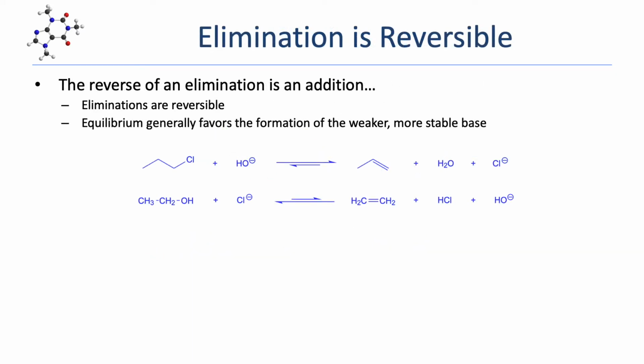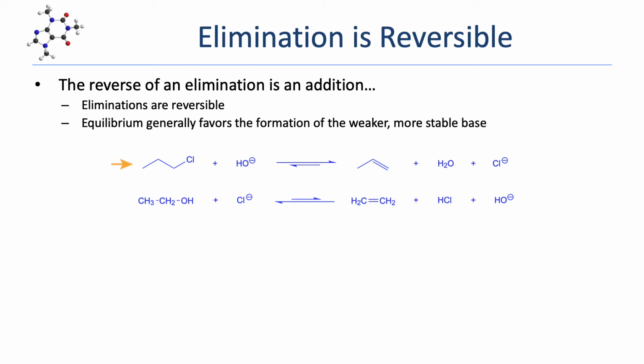Elimination reactions are reversible, and the reverse of an elimination is actually an addition reaction. Eliminations are often difficult to achieve because of the formation of a pi bond. The equilibrium can be pushed forward by the expulsion of a good leaving group or by the use of a strong base. In general, equilibrium will favor the formation of the weaker, more stable base.